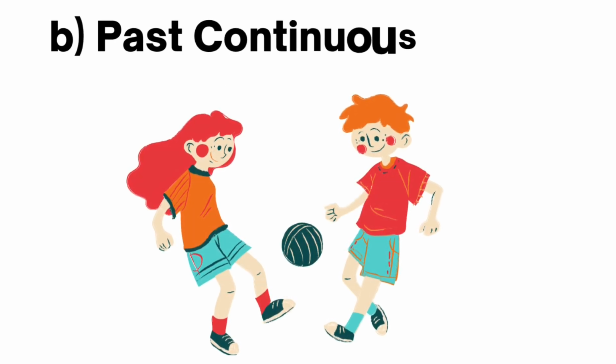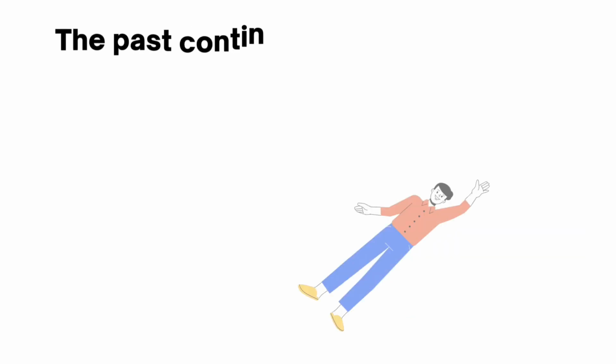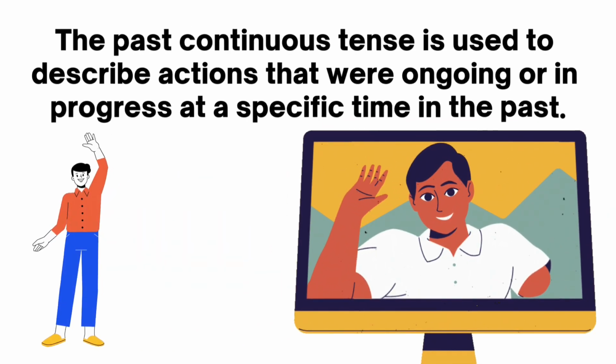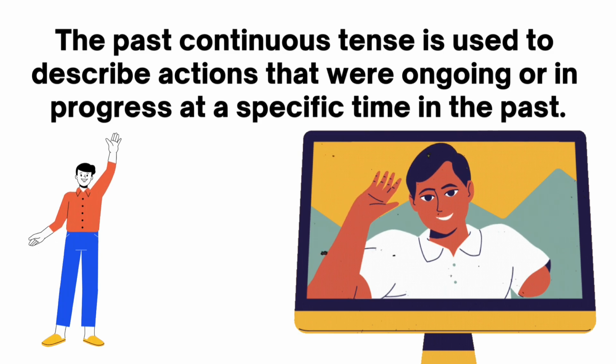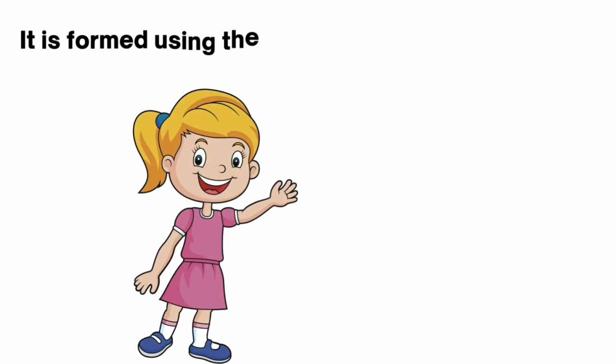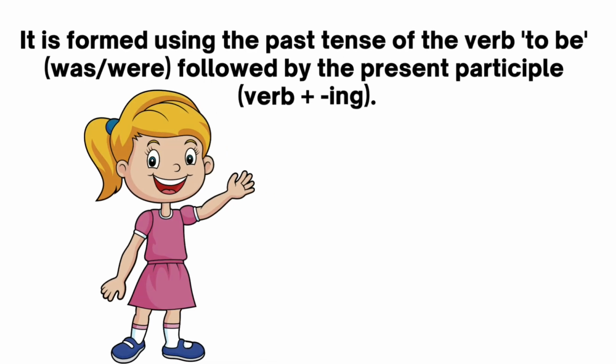Past continuous tense. The past continuous tense is used to describe actions that were ongoing or in progress at a specific time in the past. It is formed using the past tense of the verb to be, was or were, followed by the present participle, verb plus ing.